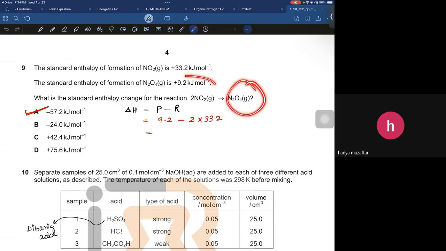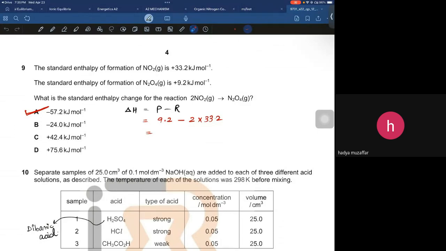Product is this, value is 9.2, minus the reactant, that is 2NO2. So I would be multiplying this value by 2, 33.2 times 2. Then after the subtraction, I would be getting the value of delta H. Okay, it's very simple and very clear.